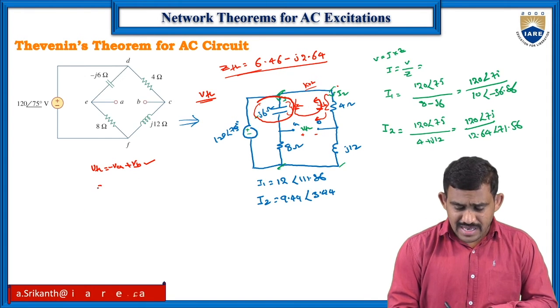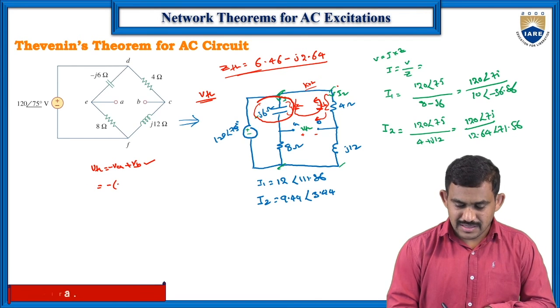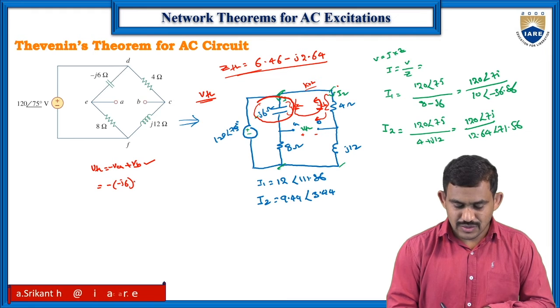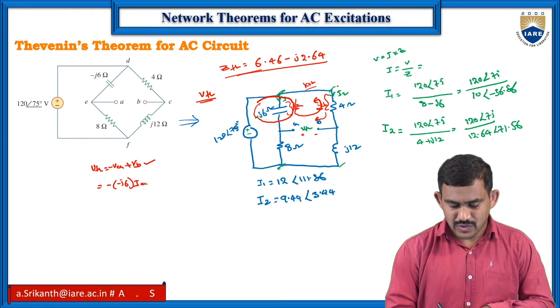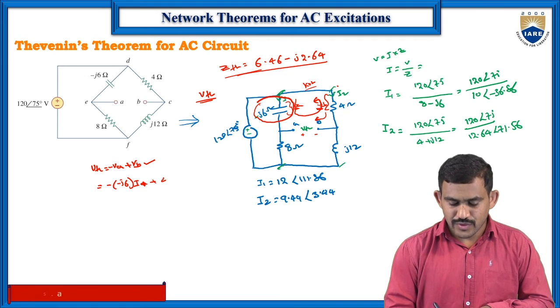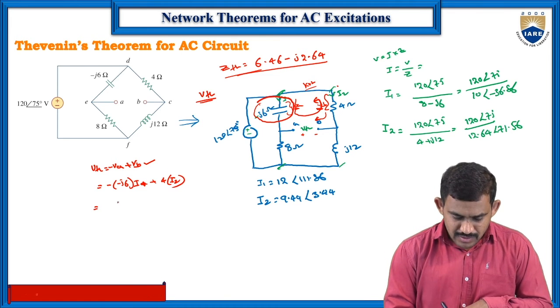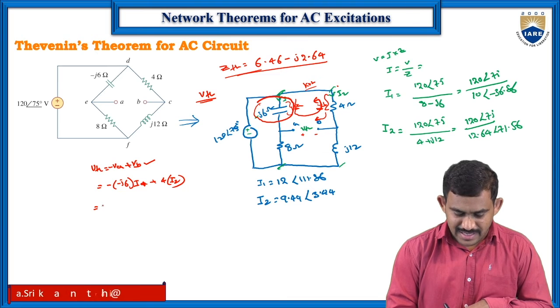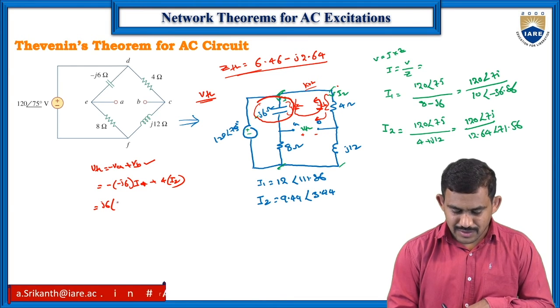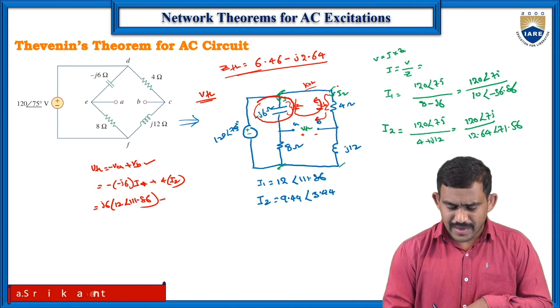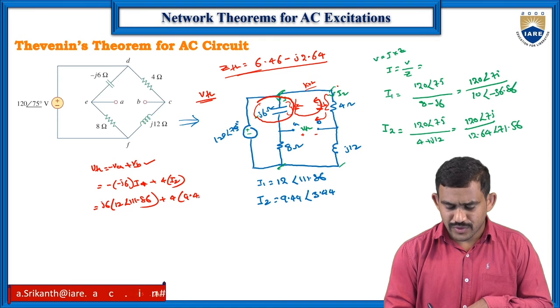Now the VA value depends upon your capacitor. So minus J6 into I1, plus 4 into I2 for VB. This is the VA value, this is the VB value. So here we have minus, and minus plus J6 into your 12 angle with 11.86, plus 4 into 9.49 angle with 3.44.